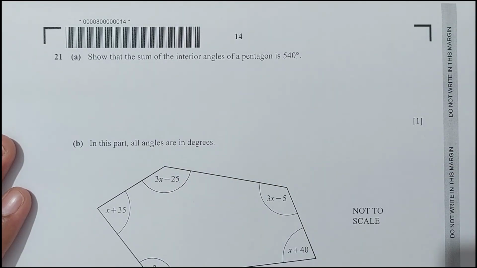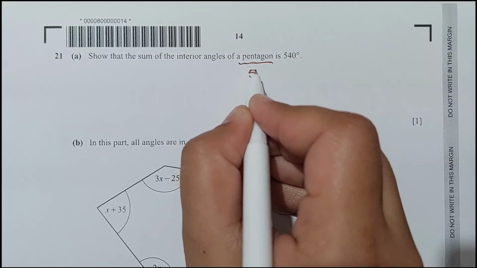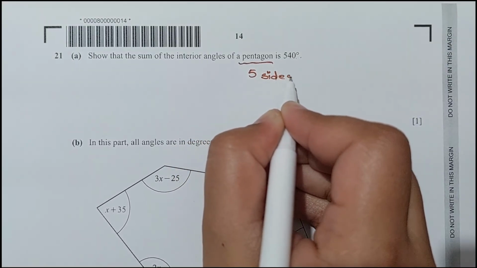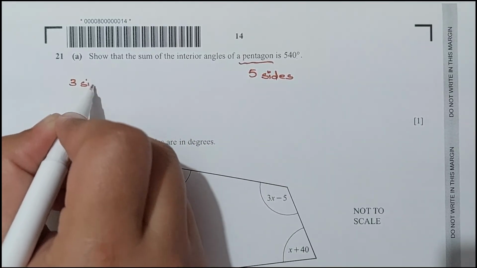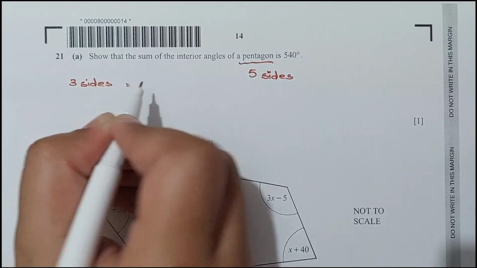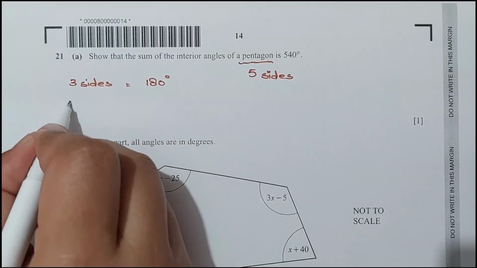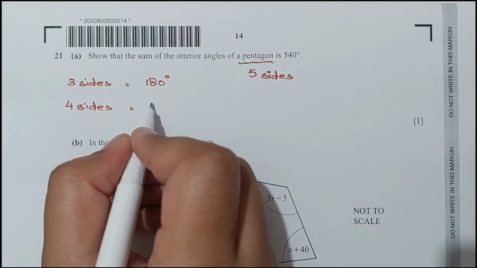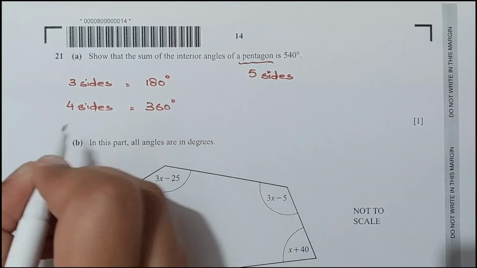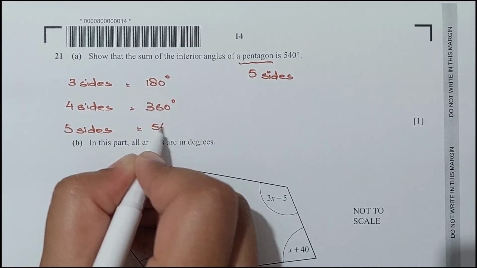Question number 21, part A, show that the sum of interior angles of a pentagon is 540 degrees. Okay, so for a pentagon we have to show the sum of interior angles. A pentagon has 5 sides. If we have 3 sides it is a triangle, right? So the sum of all angles of a triangle is 180 degrees. If we have 4 sides, which is a quadrilateral, the sum of all angles is 360 degrees, right? And with 5 sides, the sum of all angles is 540 degrees.